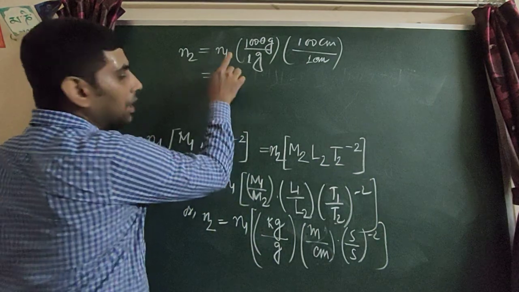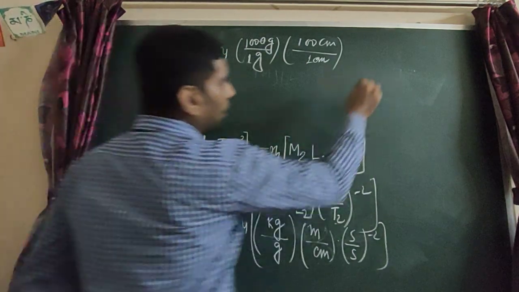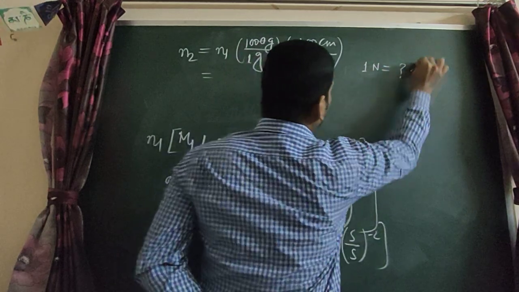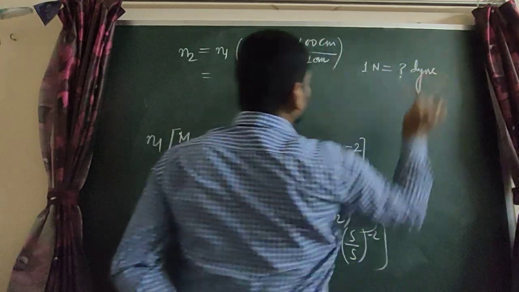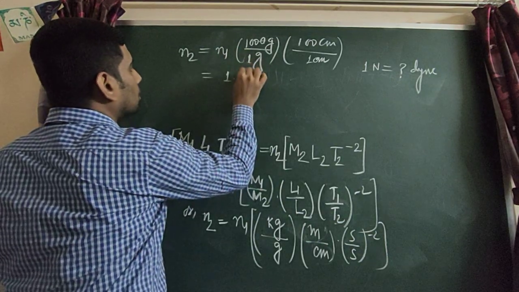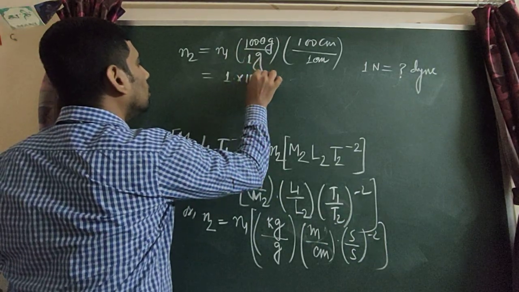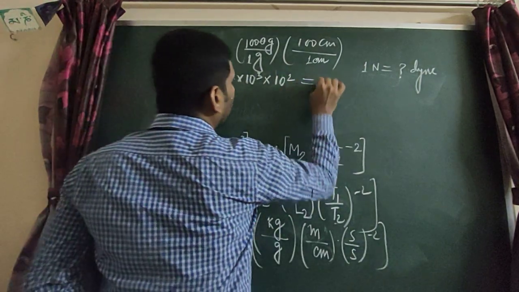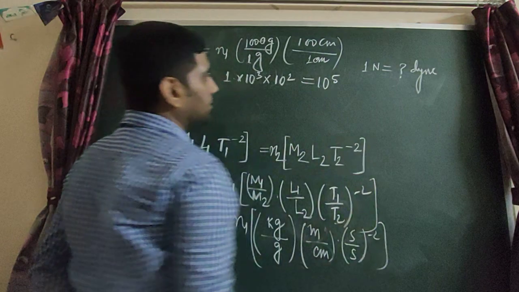So what is coming? N1 means 1 Newton. I am trying to find out the relation between 1 Newton equals to dash dyne. So in place of N1 I will put 1. This comes 10 to the power 3 and this comes 10 to the power 2. So the value of N2 is coming 10 to the power 5.